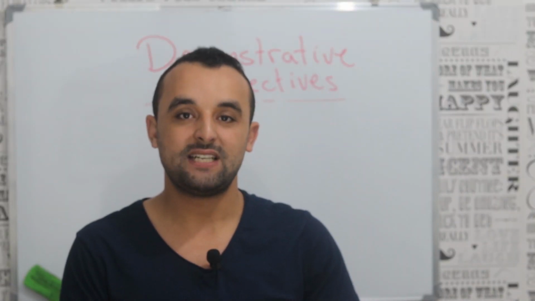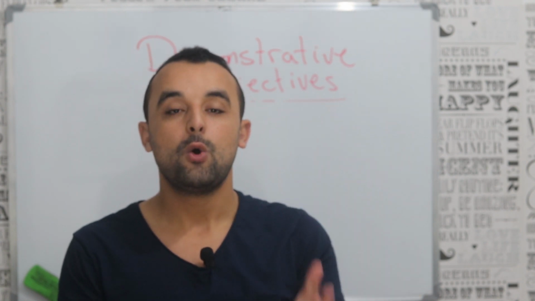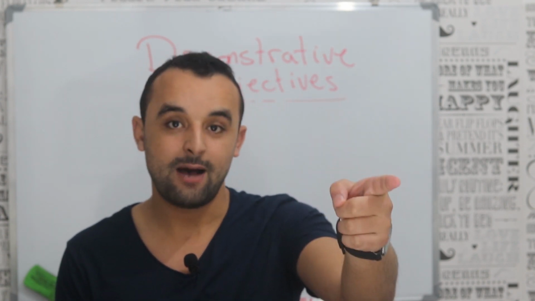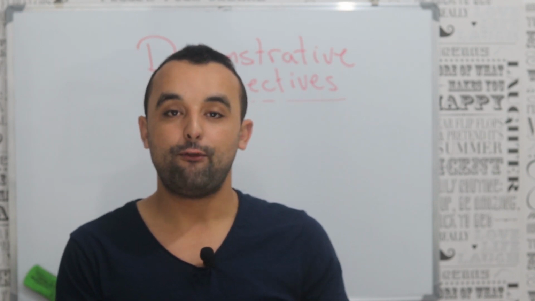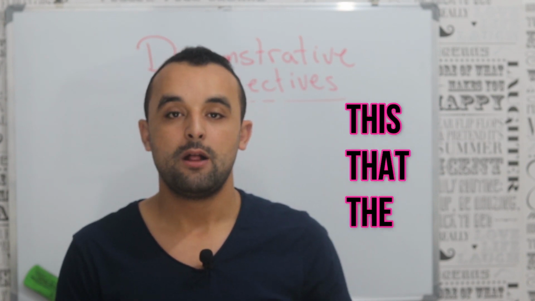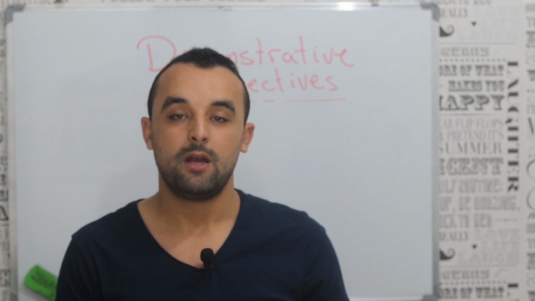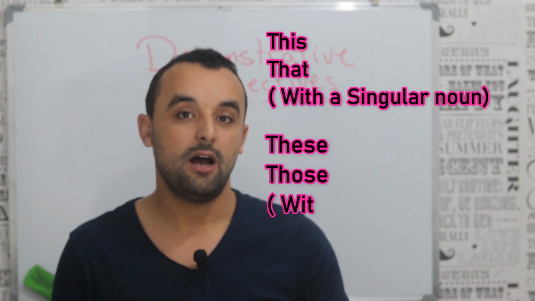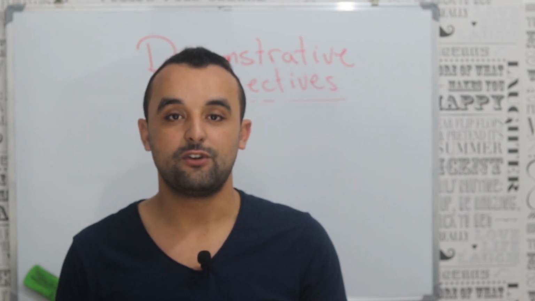I use demonstrative adjectives when I point out a thing or things. Good. When I point out, then I use a demonstrative adjective. We have 4 demonstrative adjectives: this, that, these, and those. Two of them are used with a singular noun and the other two are used with a plural noun. So let's start with the first one.